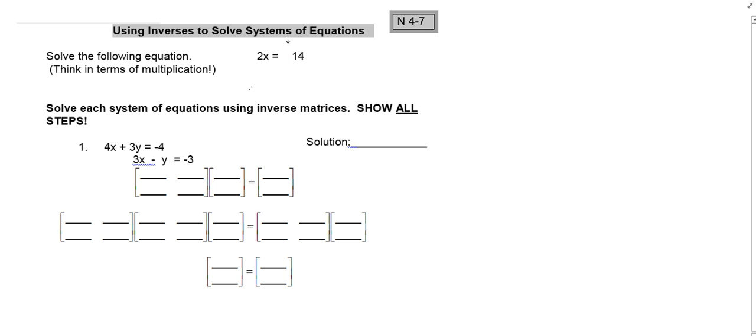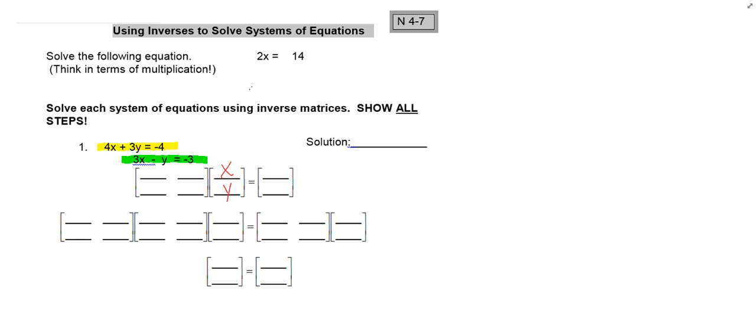inverses with matrices. So the first thing we have to look at is we have a system of 2 equations, 4x plus 3y equals -4, and then we have 3x minus y is equal to -3. So what we're going to think about doing is we're going to put this entire matrix in, and we're going to put the second matrix in on the second line here, and we're going to do something unique right here. We're going to put our variables x and y right here, and we're just going to set up our matrix.